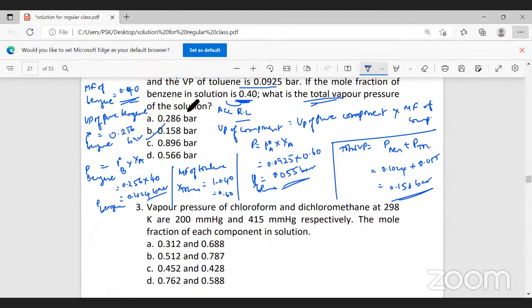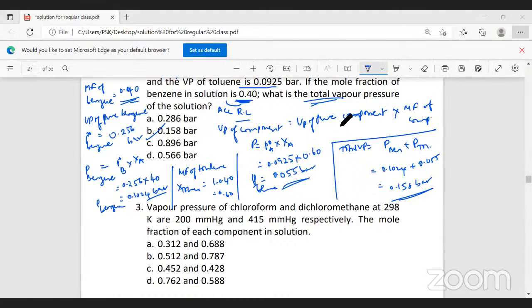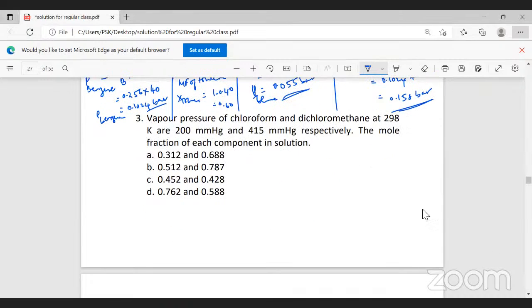Did you understand this? Did you follow this? Yes, sir. Yeah. See, these are lengthy problems. You should know some of the formulas which have been taught in the class. So you should practice the formulas so that it will be easy for you to answer.